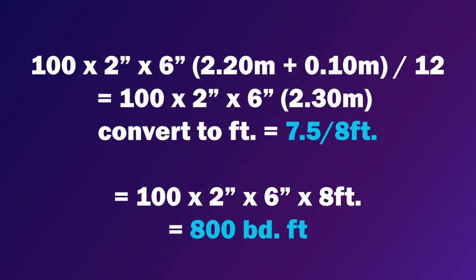First, add the one that is inside the parenthesis. 2.20 meters plus 0.10 meters is equal to 2.30 meters. Then convert it to feet. It is 7.55 feet, but we just rounded it off to maximize our estimation, so it's now 8 feet. Then lastly, we multiply it all now and divide the answer by 12, and that's it. We have the answer.